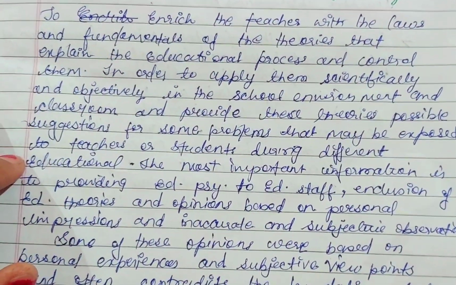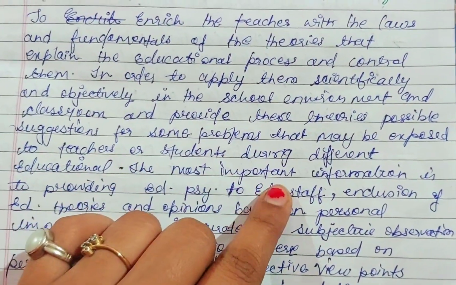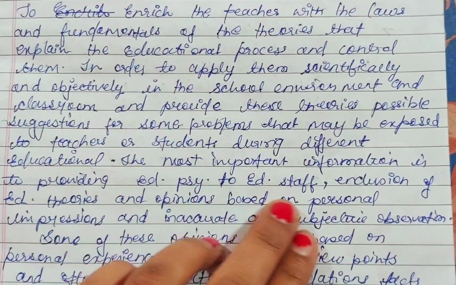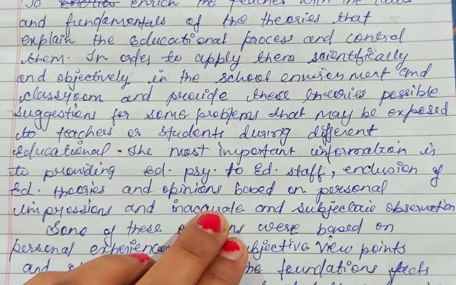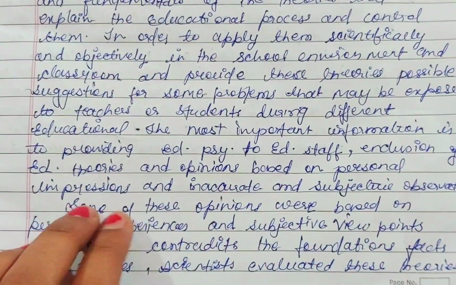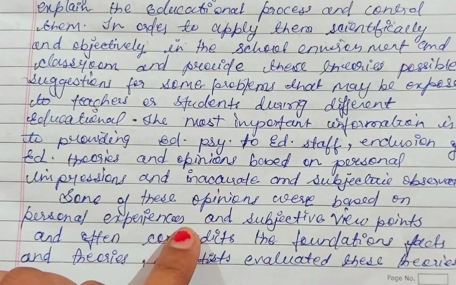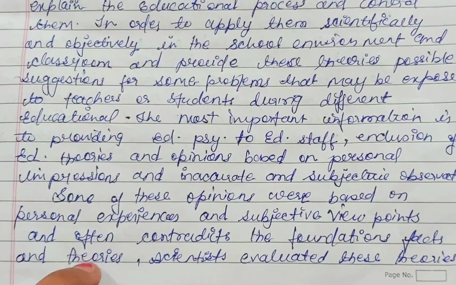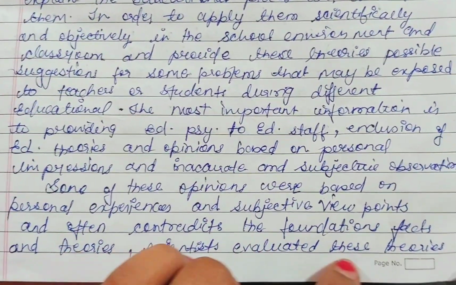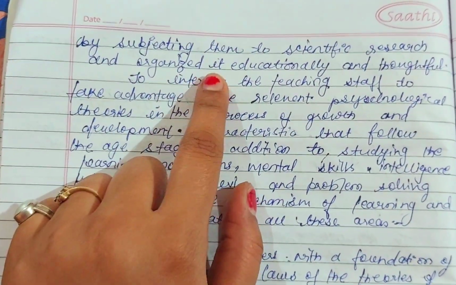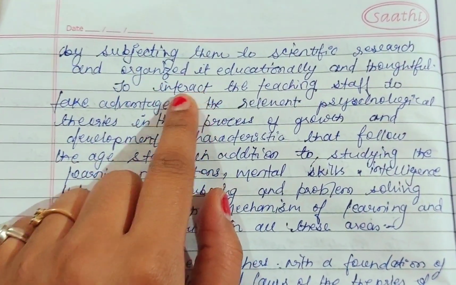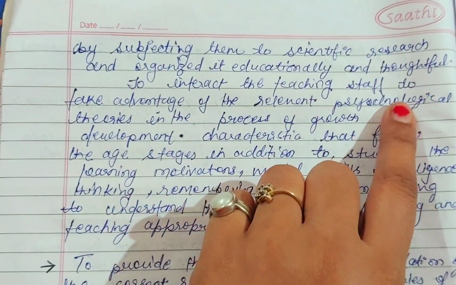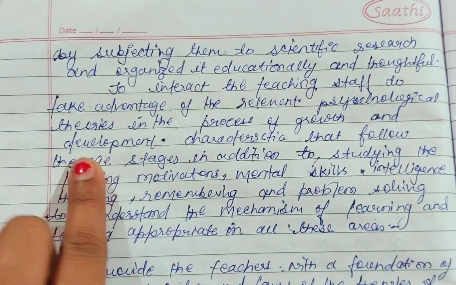The most important information is providing education psychology to educational staff, without the inclusion of educational theories and opinions based on personal impressions and inaccurate and subjective observation. Some of these opinions were based on personal experiences and subjective viewpoints and often contradict the foundations of facts and theories. Scientists evaluated these theories by subjecting them to scientific research and organized them educationally and thoughtfully to enable the teaching staff to take advantage of relevant psychological theories in the process of growth and development.